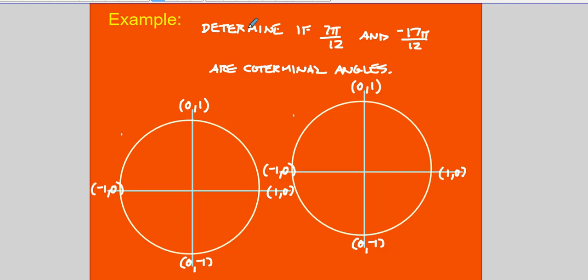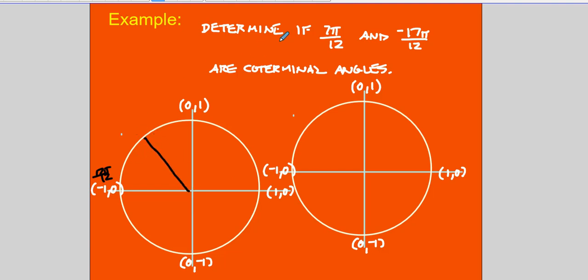So example here: determine that 7 pi over 12 and negative 17 pi over 12 are coterminal angles. So I'm going to do this two ways. The first way I'm going to illustrate using 2 unit circles here, and the second way is just a fairly simple algebraic equation. So first of all, 7 pi over 12. We're dealing with twelfths here. So this would be pi. Well, pi is 12 pi over 12. This would be negative 12 pi over 12 also. So 7 pi over 12 is going to be closer to 12 pi over 12 than 0 pi over 12. So it's going to be in the second quadrant.